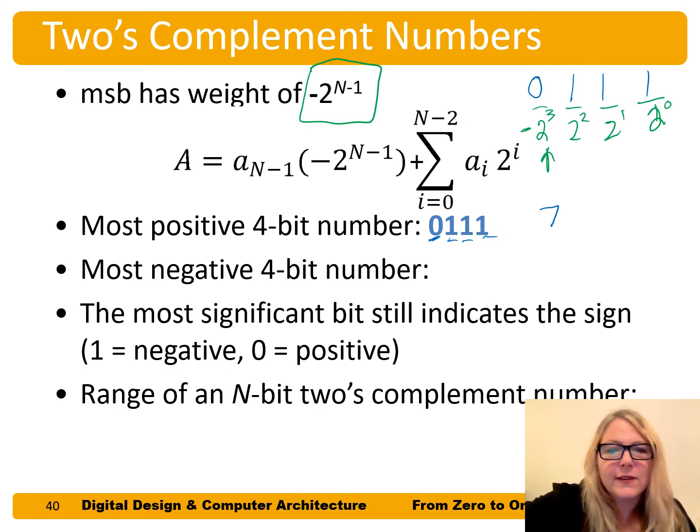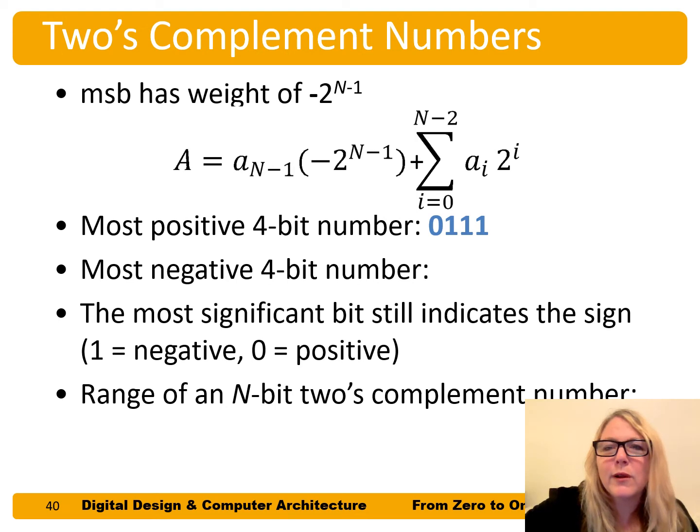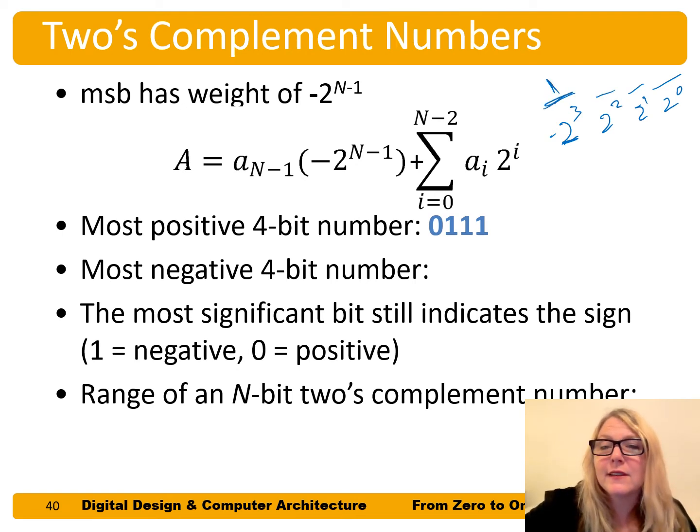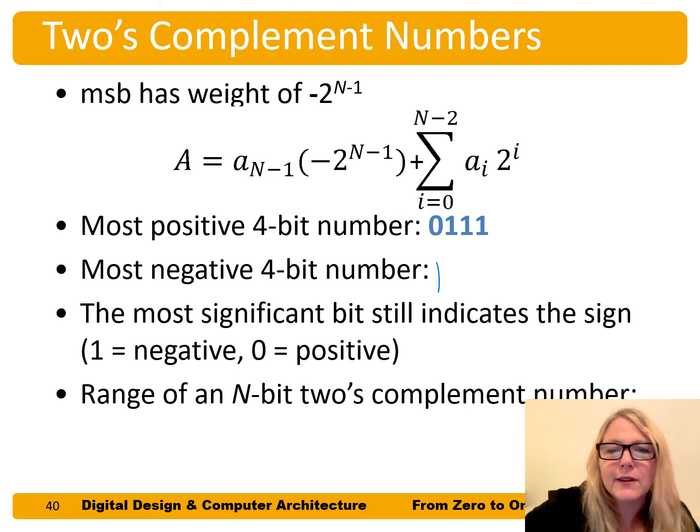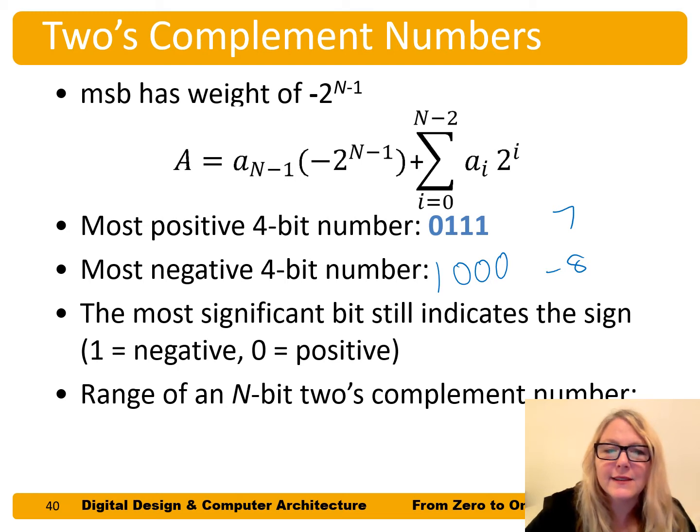The most negative 4-bit number is, well, we'd want to put a 1 in that most significant bit. Right, we'd want to put a 1 here to get a negative value, and then we don't want to add any positive values. Right, we want to put zeros here because we want to get the most negative number. If we put a 1 there, for example, instead of being -8, it would be -7. It would be -8 plus 1. Okay, so the most negative number, in the 4-bit case, is -8.